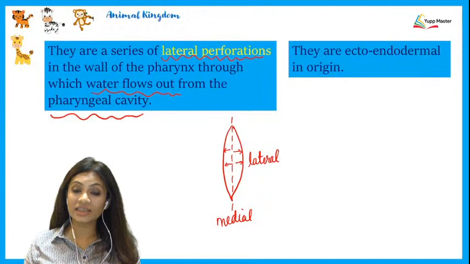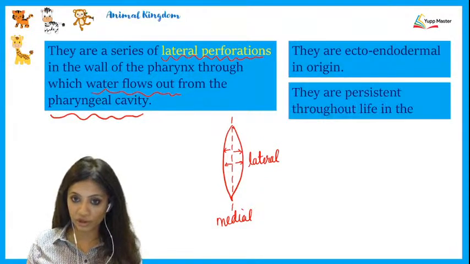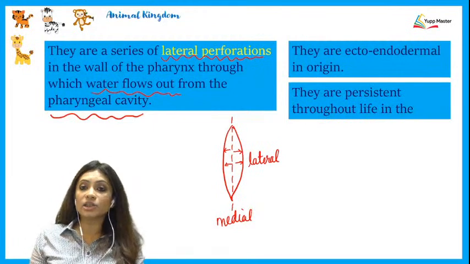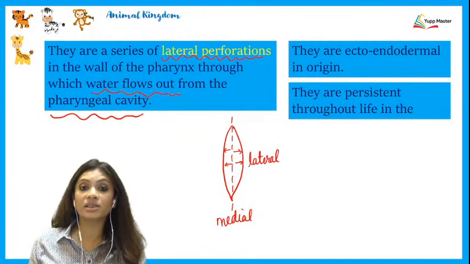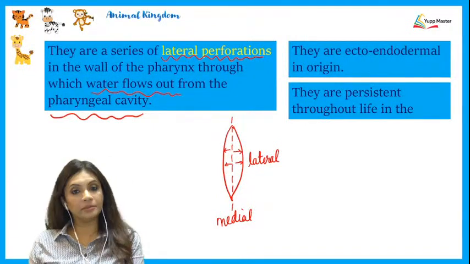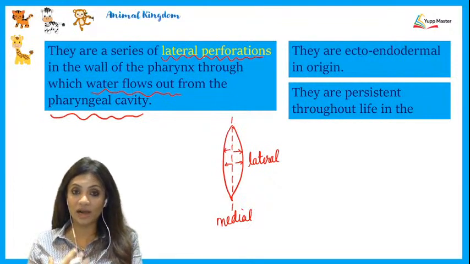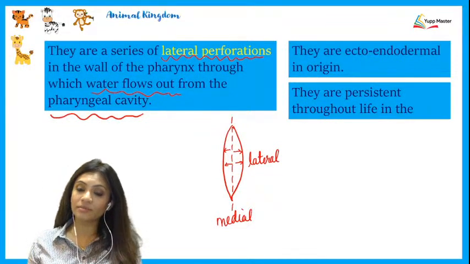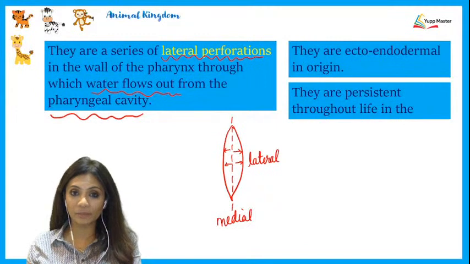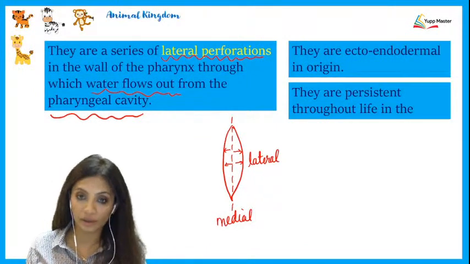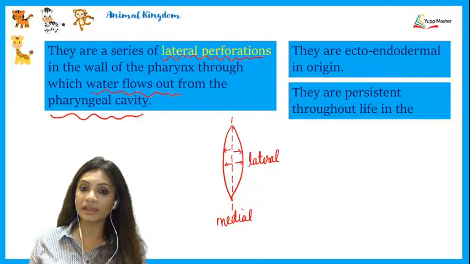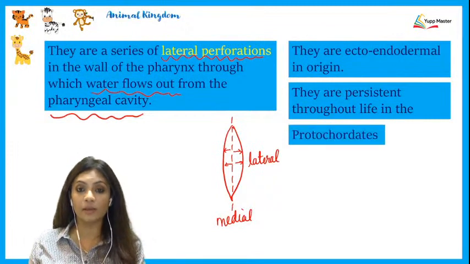These pharyngeal gill slits are basically ectoendodermal in origin, and in certain animals they are persistent throughout life. In animals like us, belonging to higher chordates, these are the systems which slowly develop ahead, and respiratory organs will be formed. So here they are persistent throughout life in protochordates.